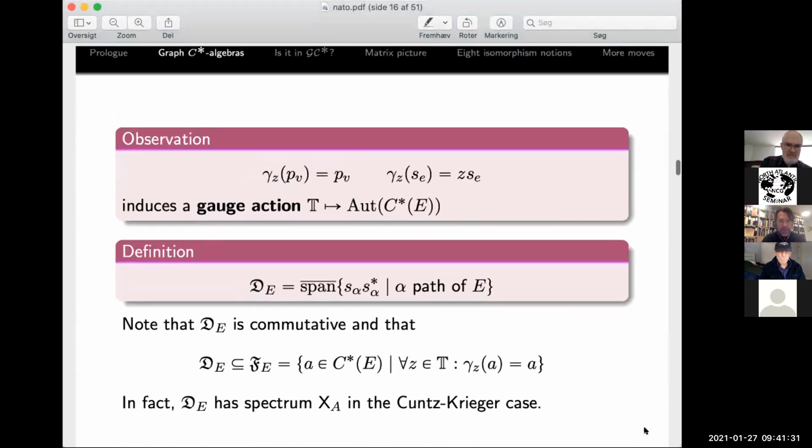I need a little bit more background, so let me do this relatively fast. There's something called a gauge action on a... Sorry, just a second.